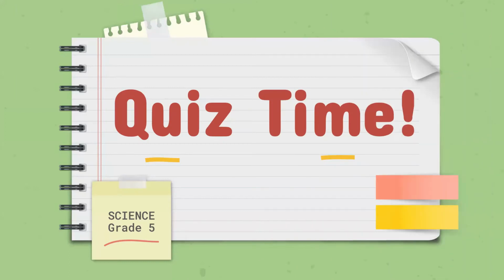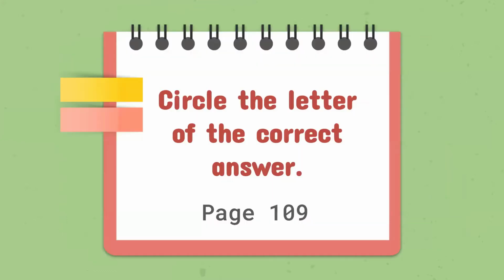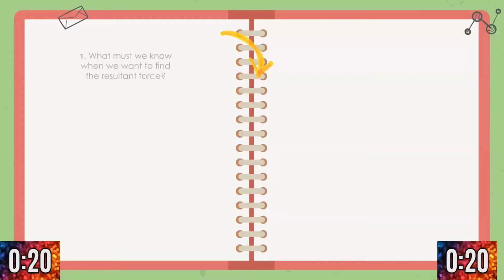Hello kids, it's quiz time. Your quiz can be found on page 109 of your science book. The direction is to circle the letter of the correct answer, and you should circle your answer before the timer. If you're ready, let's begin.